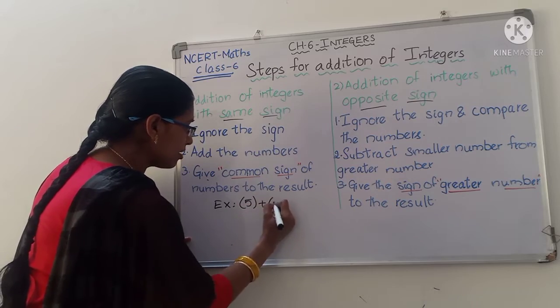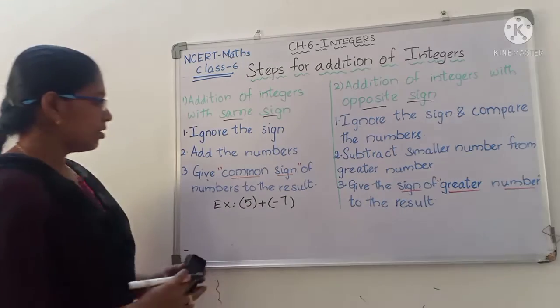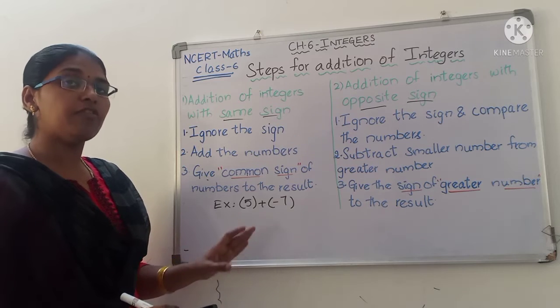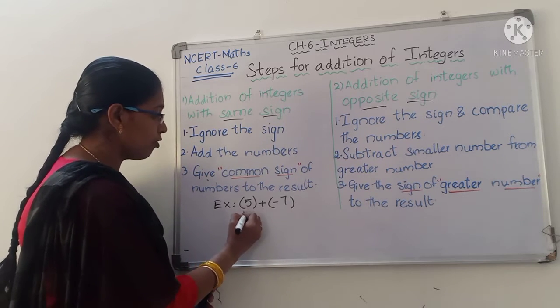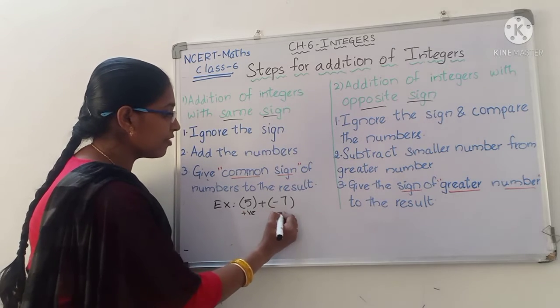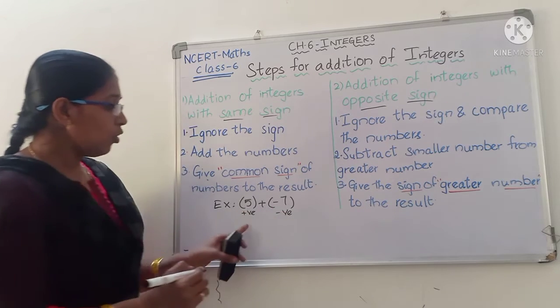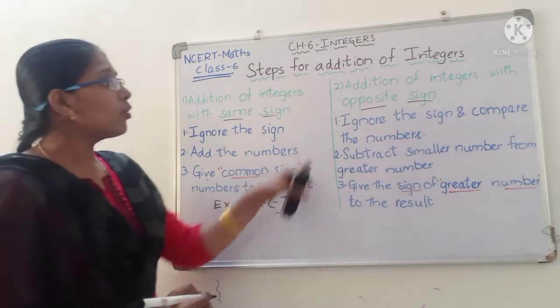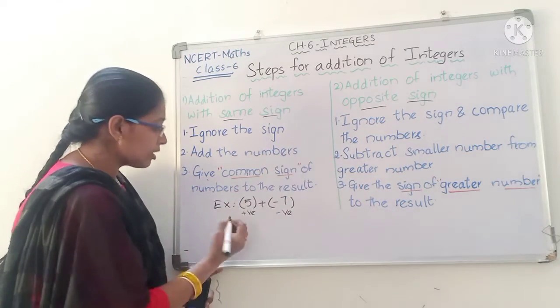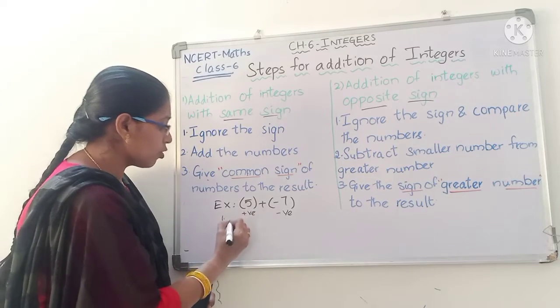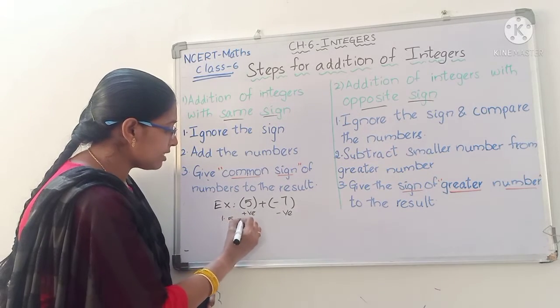Five plus minus 7. So, you got the question here. First, you should observe the numbers given. One number is positive, 5. The other number given is negative. So, the signs are opposite. You come to case 2. So, if signs are opposite, first they said to ignore the sign. First step is ignore the sign. You get 5 and 7.